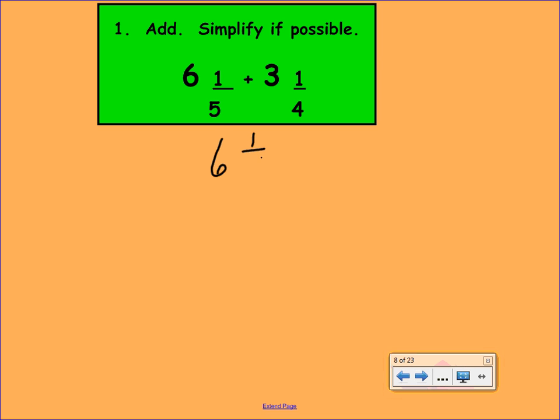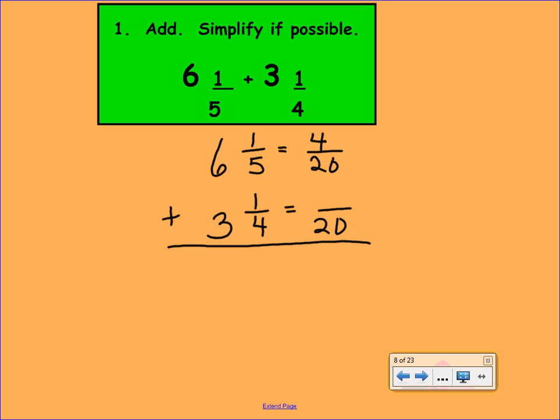Okay, let's take a look at our problem. I have 6 1/5 plus 3 1/4. I know that 5 is my largest denominator here. 4 can't go into it. The next multiple is 10. That doesn't work. 15 doesn't work, but 20 does. So 1/5 would be 4/20, and 1/4 would be 5/20.